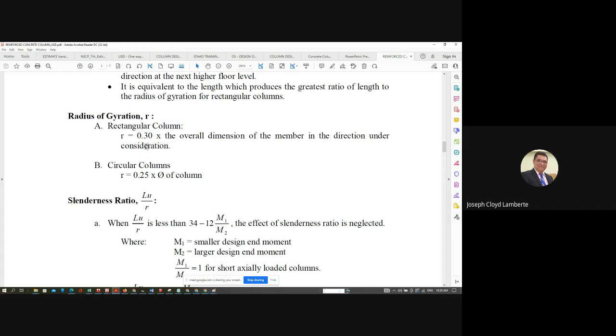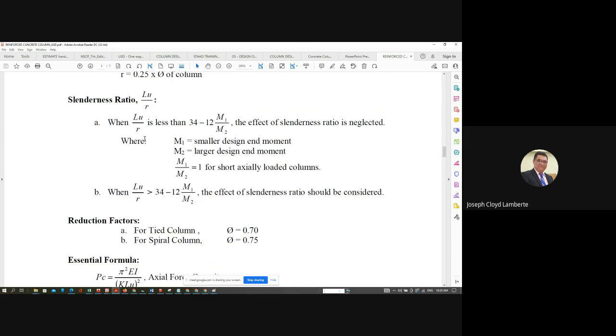We also have what we call the slenderness ratio. Kaning slenderness ratio usa ni siya sa atong mahimong basyanan kung unsa nga method of column design ang atong gamiton. So we have the slenderness ratio, defined as the unsupported length of the column divided by the radius of gyration, R. So LU over R. When LU over R is less than 34 minus 12 times M1 over M2. So may M1. M1 is the smaller design end moment. M2 is the larger design end moment.